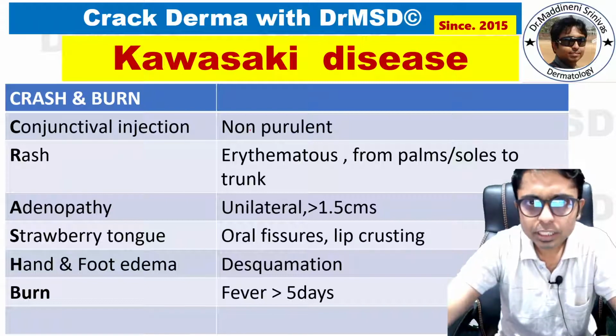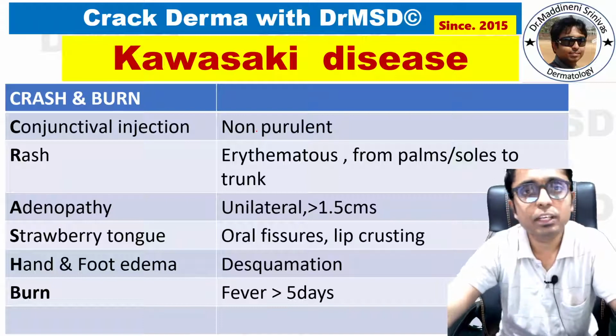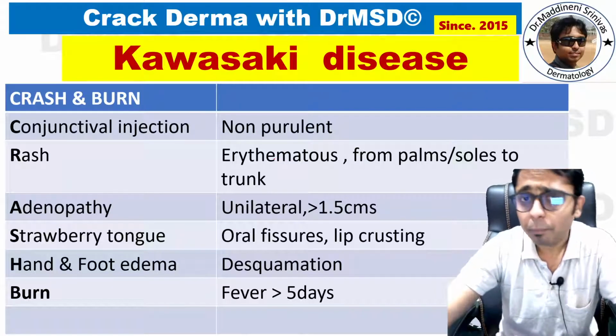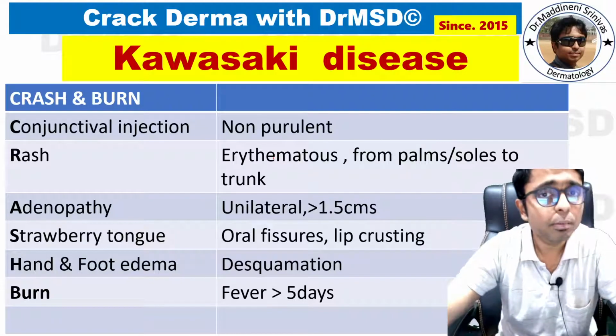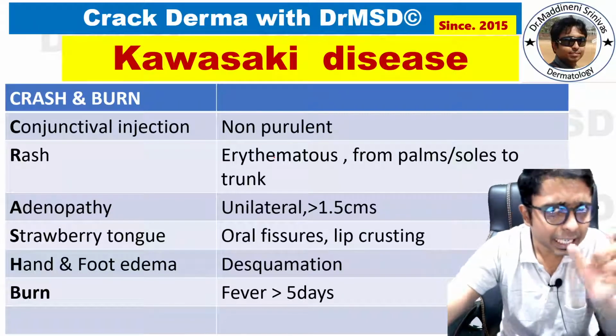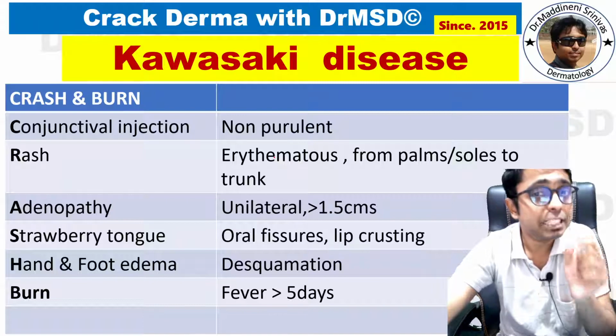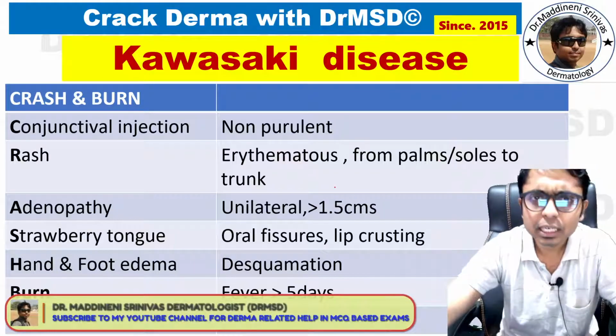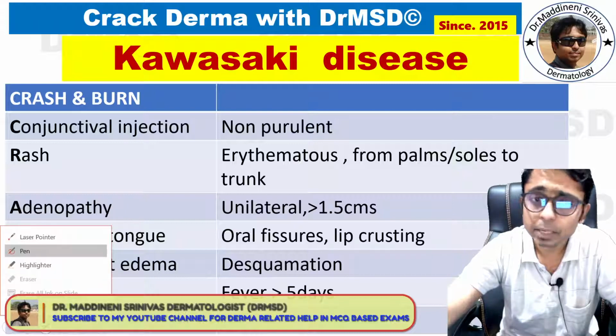And a few points about these features. The conjunctivitis is the non-purulent variety of conjunctivitis which is seen in Kawasaki disease. Rash is maculopapular, it can be erythema multiforme like, it can be any type of rash except for vesicular rash. That is the most important thing which you must remember. And what are the parts which can be affected? Palms, soles, and also the trunk. All of them can be affected.